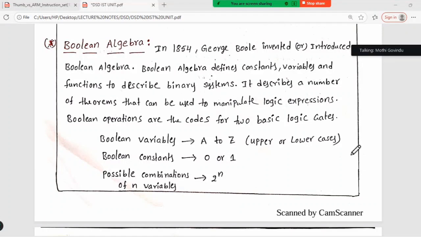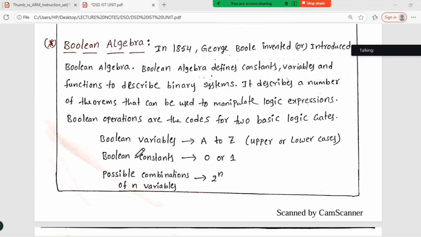In this class, I am going to discuss Boolean algebra. In 1854, George Boole introduced Boolean algebra. Boolean algebra defines constants, variables, and functions to describe binary systems. It describes a number of theorems that can be used to manipulate logical expressions. Boolean operations are the basis for two basic logic gates.